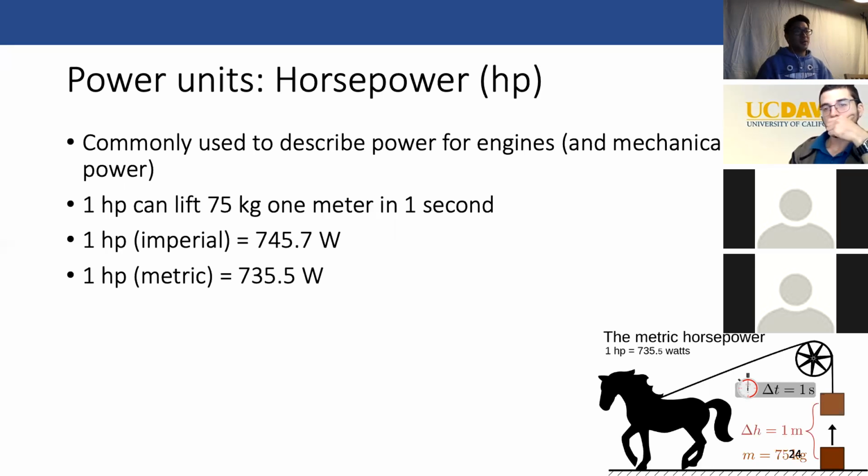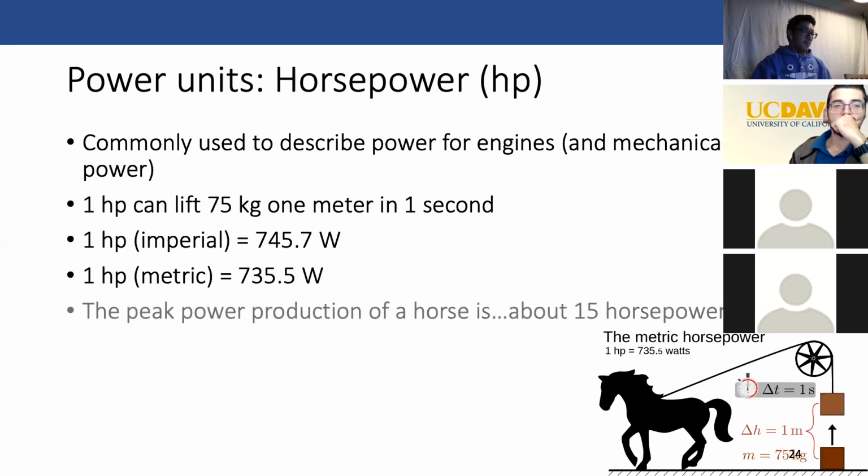Where does the term horsepower come from? Well, you might think that it describes the output power of a horse, but actually the peak power production of a horse is about 15 horsepower. So a little bit disingenuous. Actually, the reason it's called a horsepower is that the average power production of a horse is about 1 horsepower.